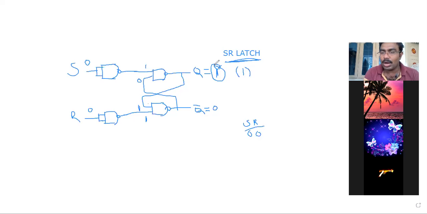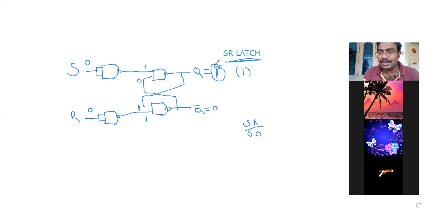When S equal to 0, R equal to 0, it means if the present state is 0, the next state also will be 0. If the present state is 1, the next state also will be 1. That is what you have to understand, guys. Since your next state is depending upon the present state, when Qn is equal to 0, you are getting Qn plus 1 as 0. When the present state is 1, the next state is 1. We call that state the no change state.